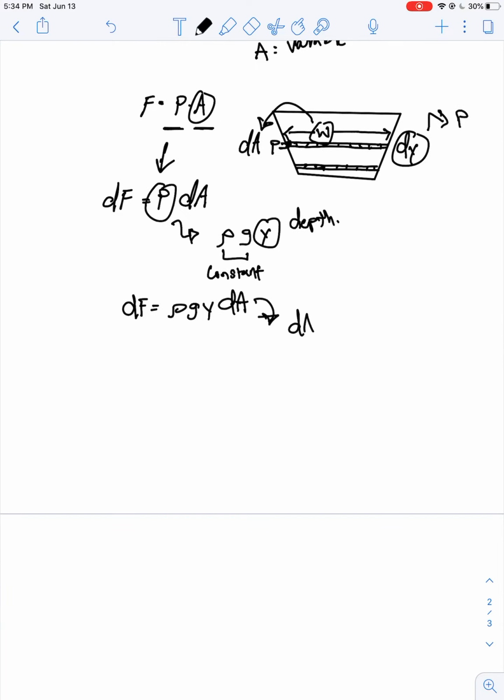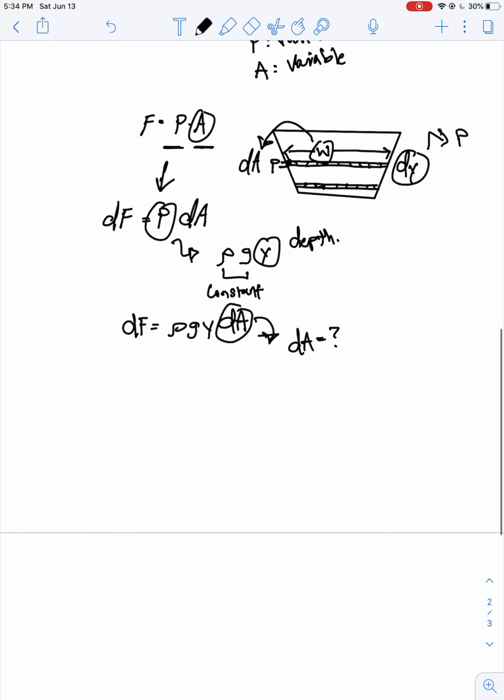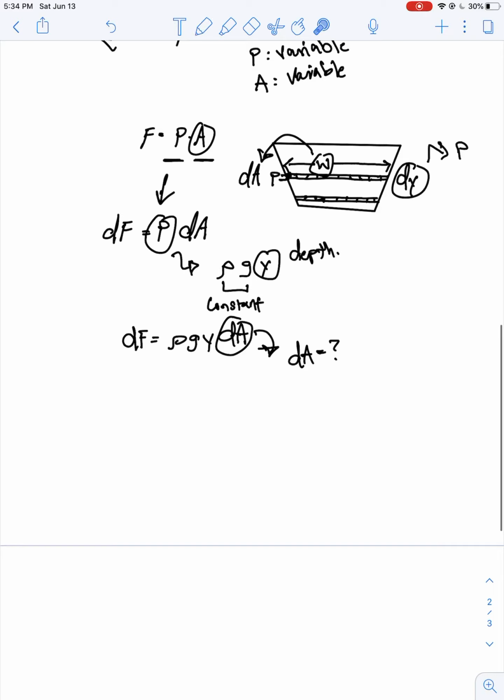What about dA? When we're trying to find an expression for dA in this equation, what does that even mean? It means we're trying to ask, how is the area changing? How is the area of this trapezoid changing as you go from the top to the bottom?